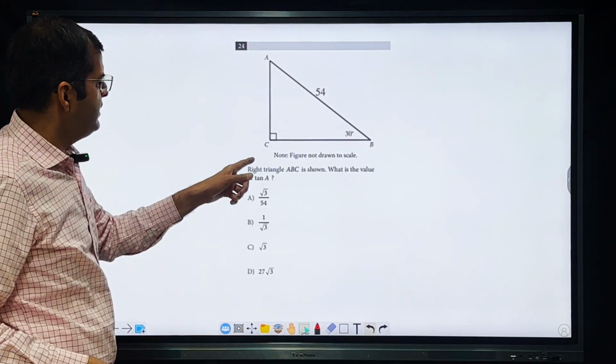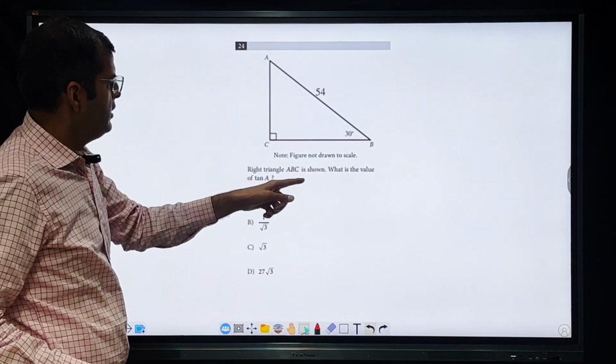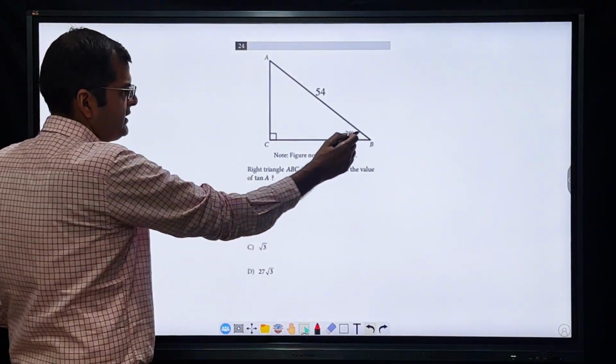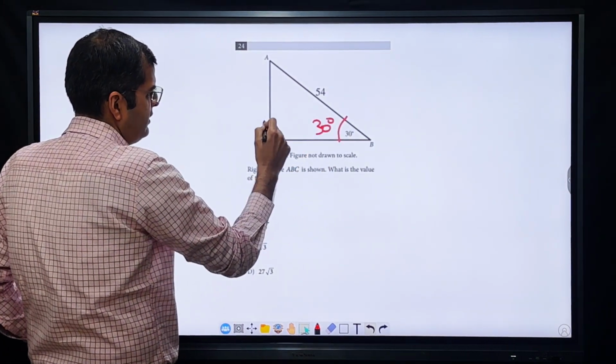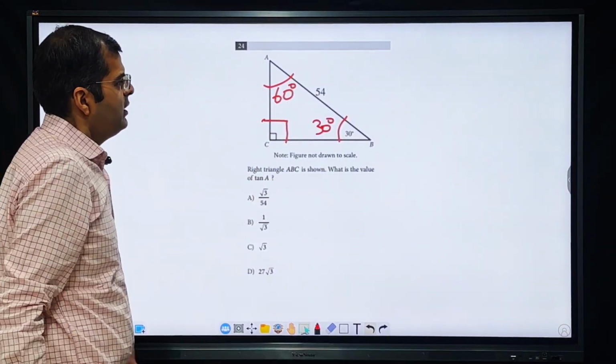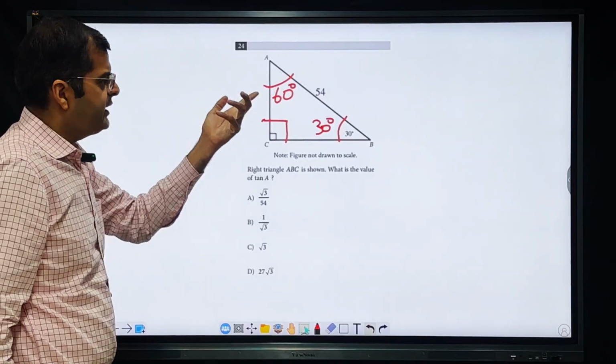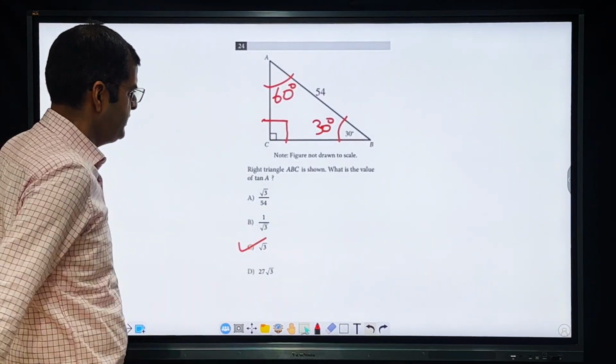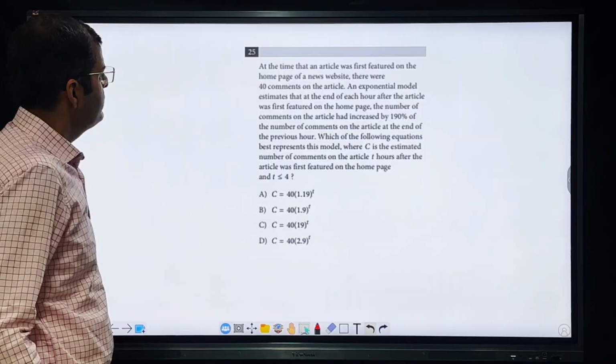Now it says right triangle ABC is shown. What is the value of tan A? So this angle is given to be 30 degrees. This is 90 degrees. That means angle A is 60 degrees. I have to find tan of 60 degrees. Tan of 60 degrees is √3. Option C is correct here.